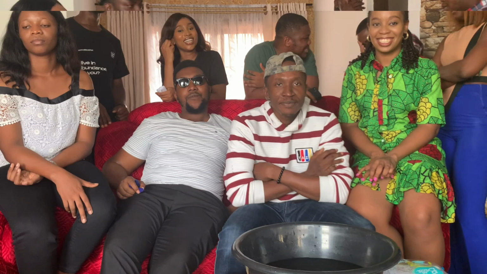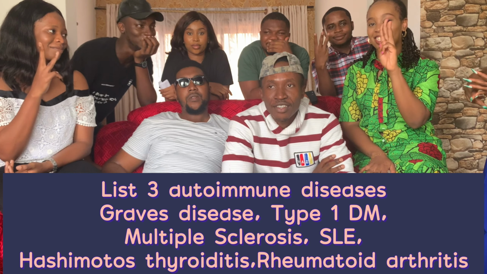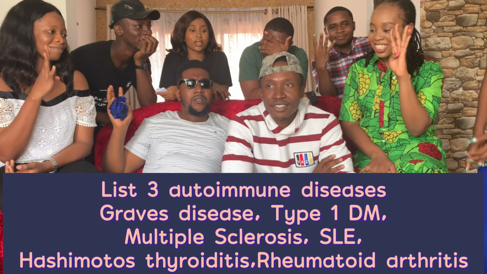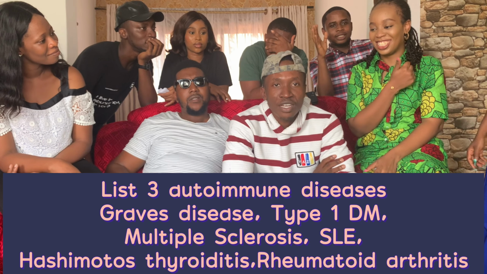List 3 autoimmune diseases. One. Graves' disease. Two. Multiple sclerosis.